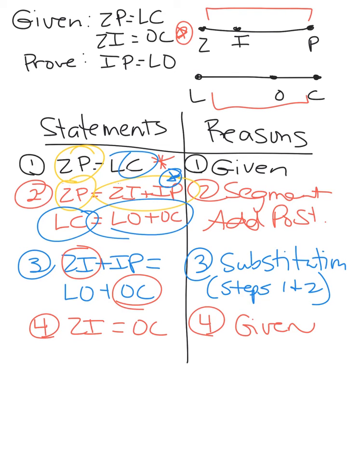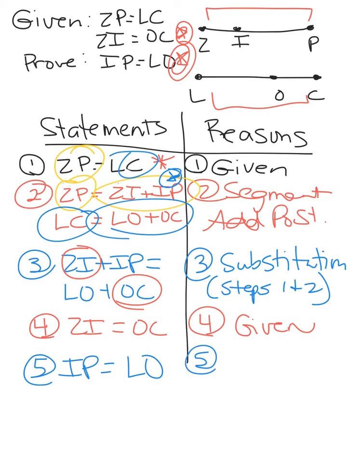And if I look back to my basic information, I know that's actually what I'm trying to prove. So if I take ZI and OC out of the previous statement, I'm left with IP is equal to LO. And like we just discussed, how do we do that? We subtracted. So that's subtraction property of equality, and I subtracted steps 3 and 4.